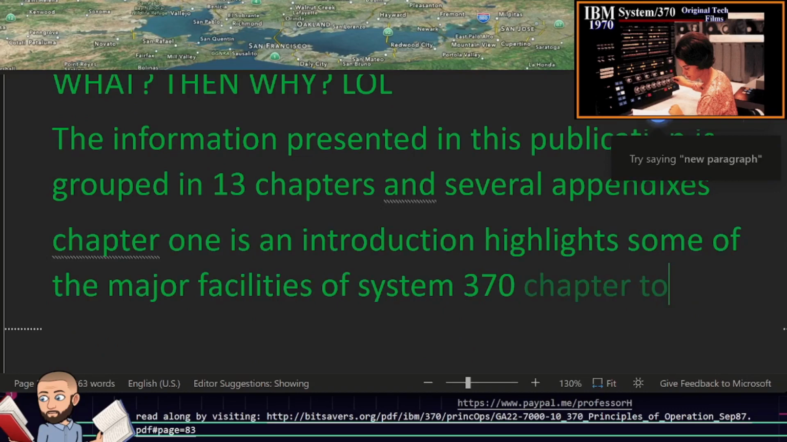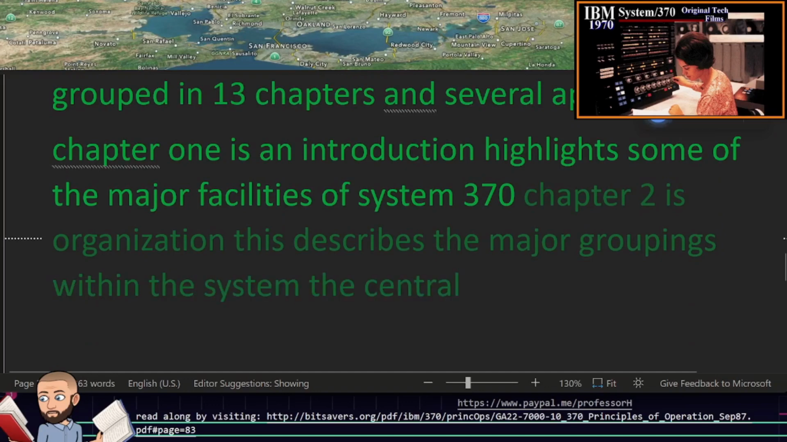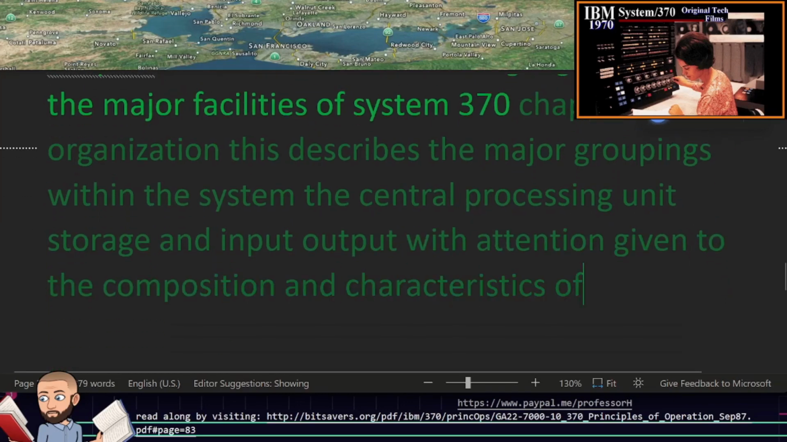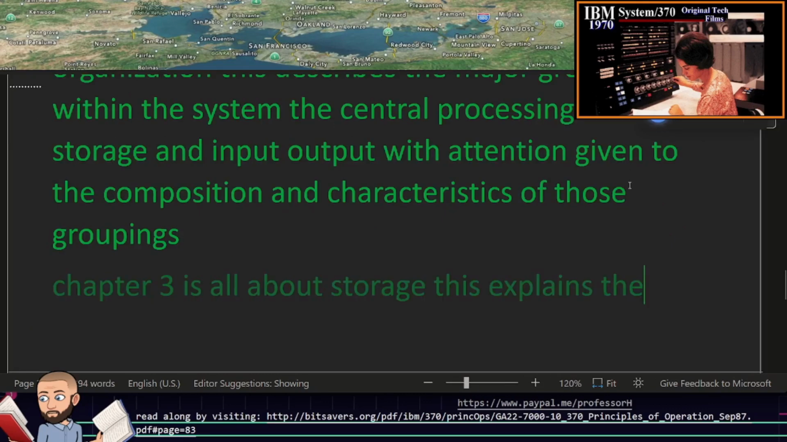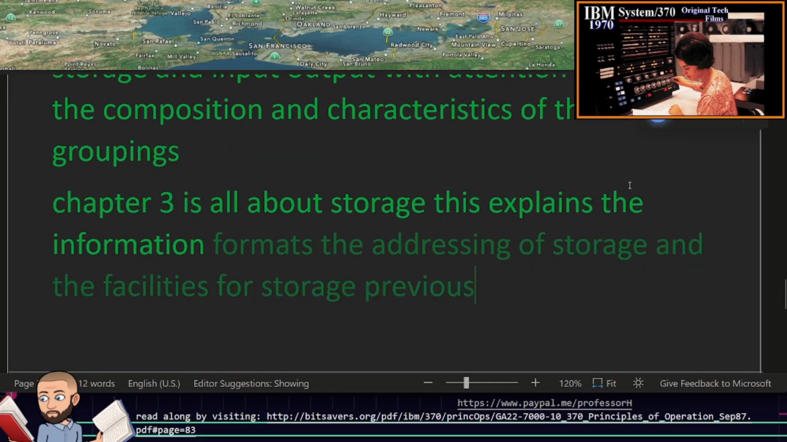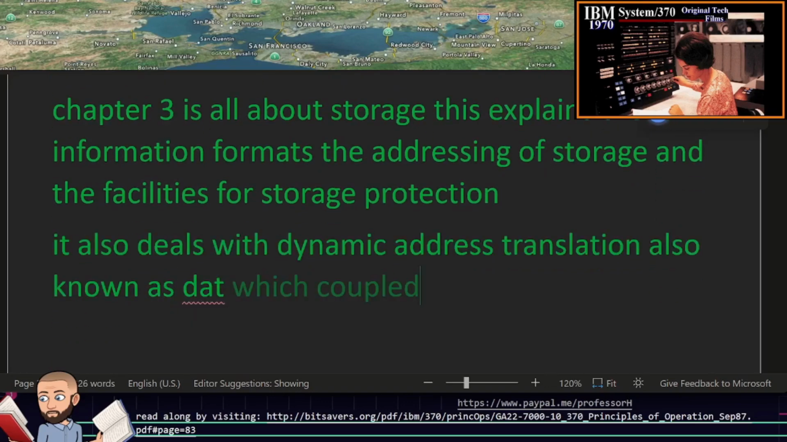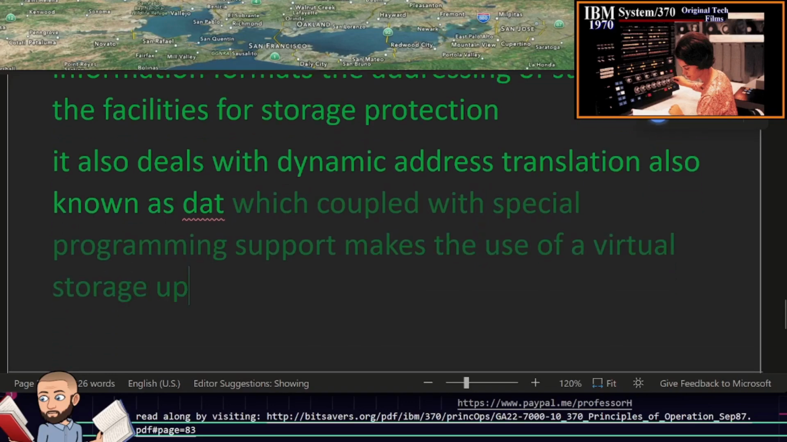Chapter 2 is organization. This describes the major groupings within the system, the central processing unit, storage, and input-output, with attention given to the composition and characteristics of those groupings. Chapter 3 is all about storage. This explains the information formats, the addressing of storage, and the facilities for storage protection. It also deals with dynamic address translation, also known as DAT, which, coupled with special programming support, makes the use of a virtual storage possible in System 370.